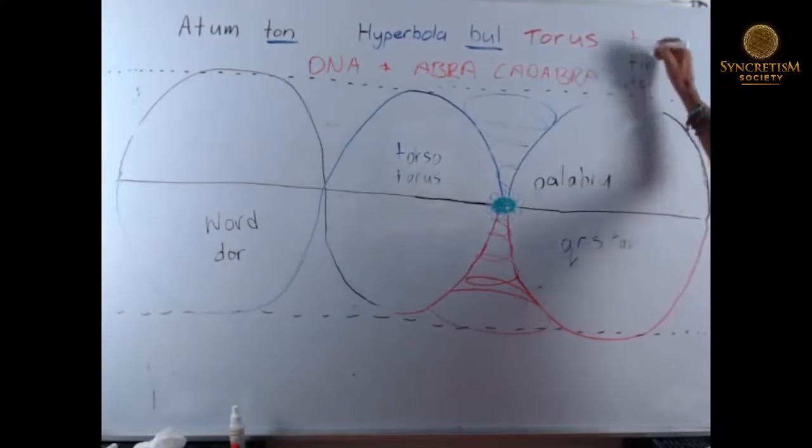Black light, rest. White light, motion. Rest and motion. Force and motion. Inertia and acceleration. This is inertia, rest, and acceleration. It's the opposite of force. And inertia is the opposite of motion. So this black light is rest, which is crest, which is Christ.